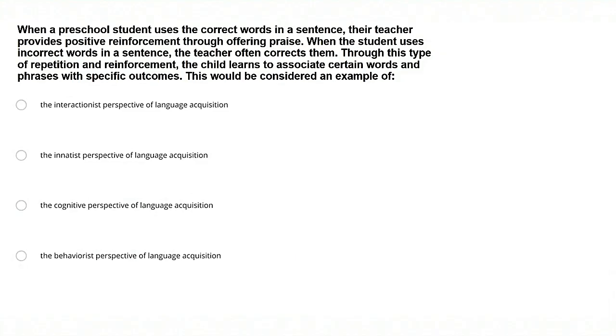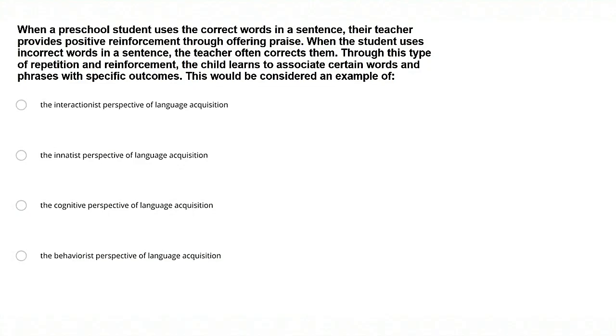The first choice, the interactionist perspective, basically deals with the individual interactions in societal situations. So this could possibly be the answer. However, let's look at the other choices. The next choice, the innatist perspective of language acquisition, deals with language and skills that we are born with. Our innate ability is all about what we are born with, not how society has shaped our behaviors. So this definitely would not be the best choice. The third choice, the cognitive perspective of language acquisition, basically deals with the internal understanding and how a person processes, thinks, and solves as well as perceives problems or situations. So this would not necessarily be the best choice.